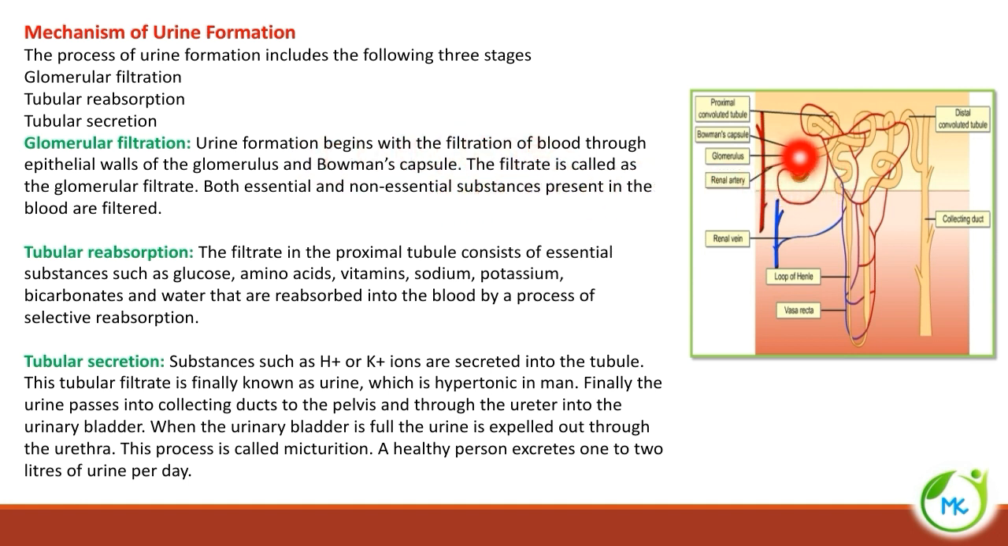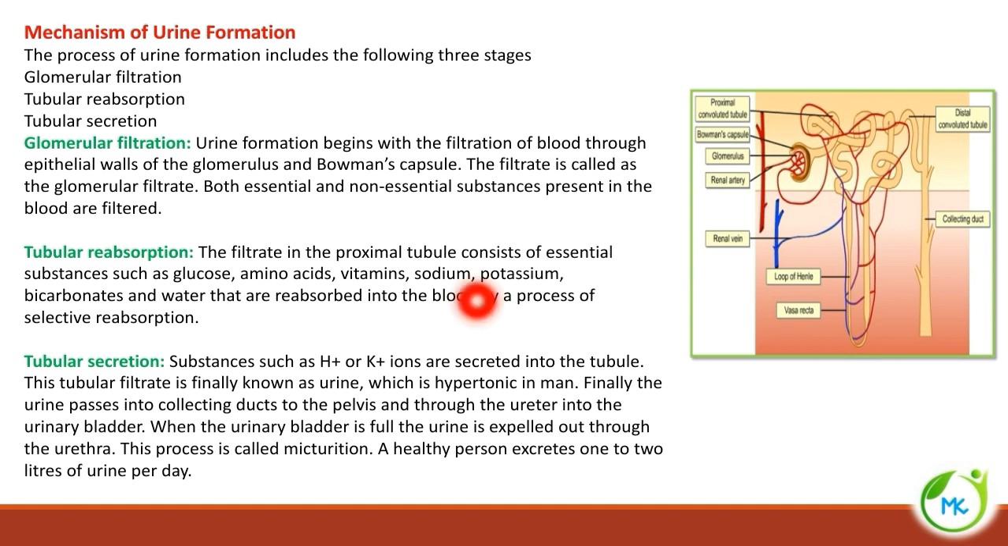Where is the blood going to get filtered? It is going to get filtered in the glomerulus and Bowman's capsule. The filtrate which is filtered by the glomerulus is referred to as glomerular filtrate. It will contain both the essential substances found in the blood and also the non-essential substances which are present in the blood. It will be filtered.